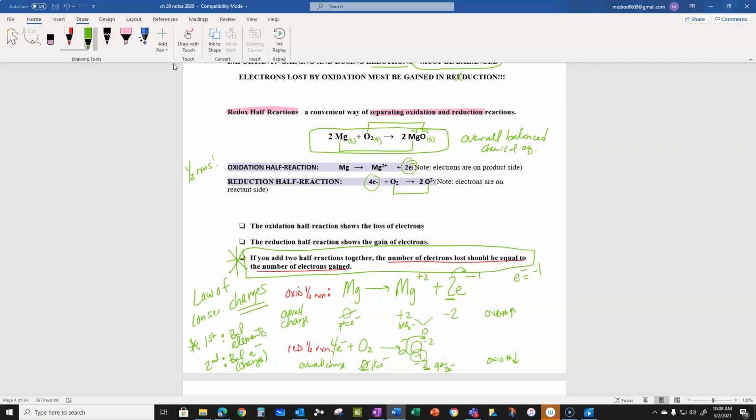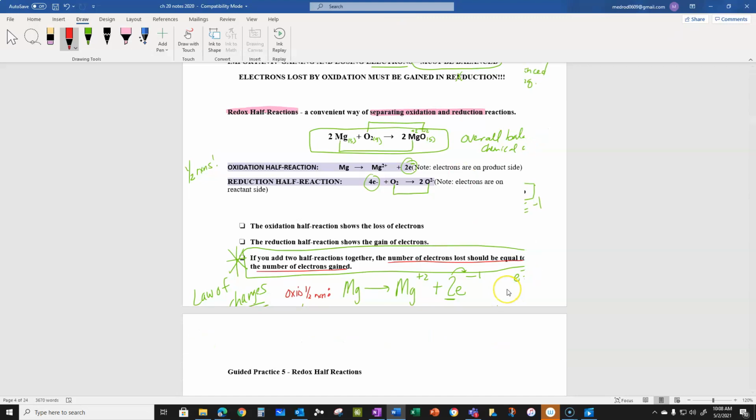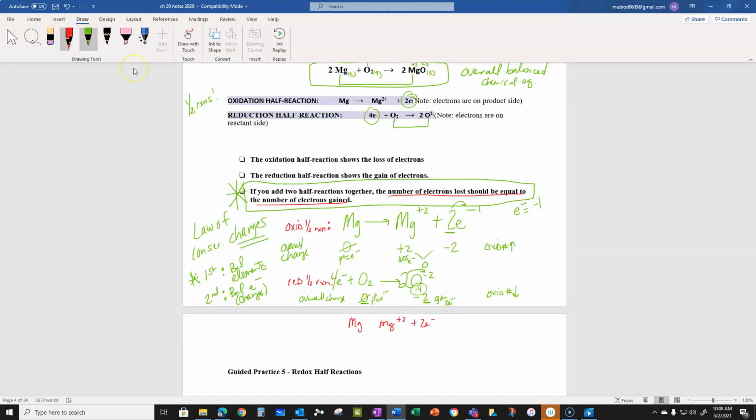So where the heck did they go when I put these 2 equations together? Well, let me kind of clean it up here. So I have magnesium plus 2 and 2 electrons. Sorry, should not be a plus sign there. Arrow. And you want to line up the arrows. So for oxygen, I had 4 electrons plus O2.